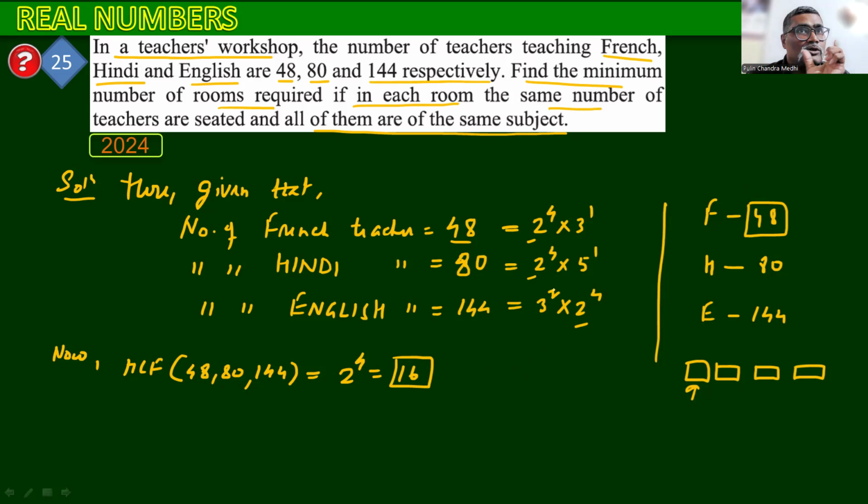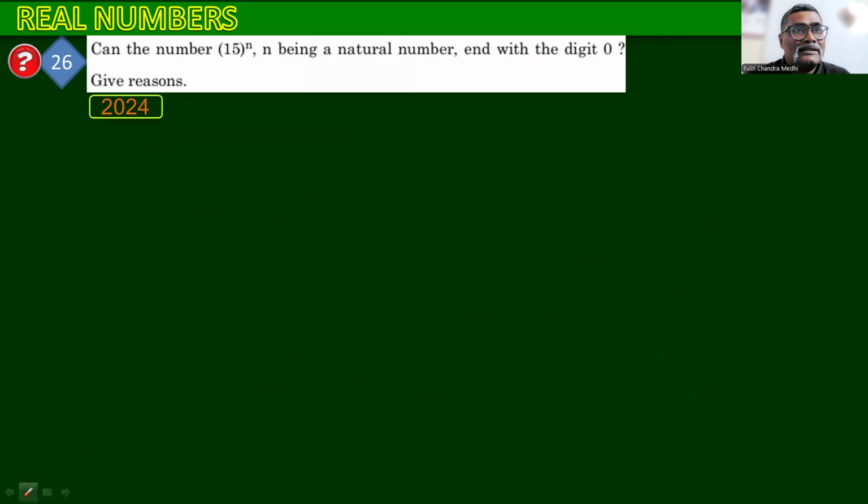Then in that case, one more additional part may be given. It is not given here because it is a 2 marks question, I think. They might ask you how many rooms are needed for the French teachers. So you have to divide this by HCF. So 3 rooms will be needed. For Hindi teachers, it is 5 rooms. For English teachers, it is 9 rooms. They might ask you this also: how many total rooms are needed? So you have to add this up. So that can be a question for you. Be very alert. That can be an added part. Good. Now next.